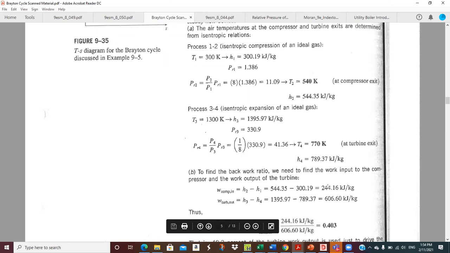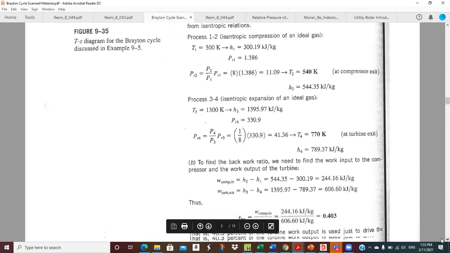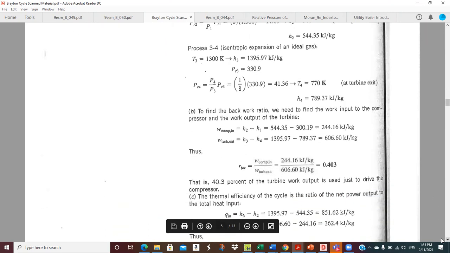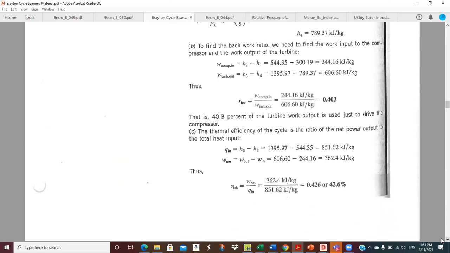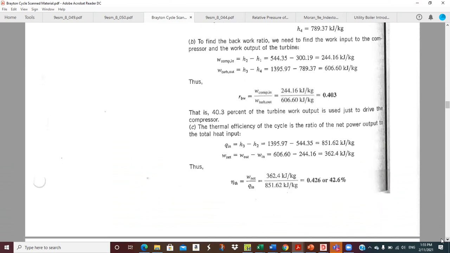Compressor work is 244.16, and here's what your isentropic turbine is doing, 606.6. So he's getting a cycle efficiency there of, what, 40? No, that's the back work ratio. I'm sorry: back work ratio of 40.3, cycle efficiency of 42.6.